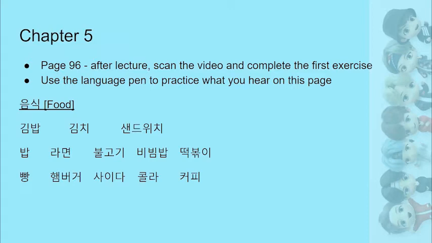Then we have 사이다 and 콜라. These are two different types of soda. If you use the language pen, it's going to tell you the first one is Sprite and the second one is Coke. That's pretty much true, but cola can also be other colas, not just Coca-Cola, but like Pepsi Cola. It's that type of soda, and then 사이다 is like the other, not dark soda, I guess. So it's not necessarily only Sprite and only Coca-Cola. And then of course, 커피 is coffee.